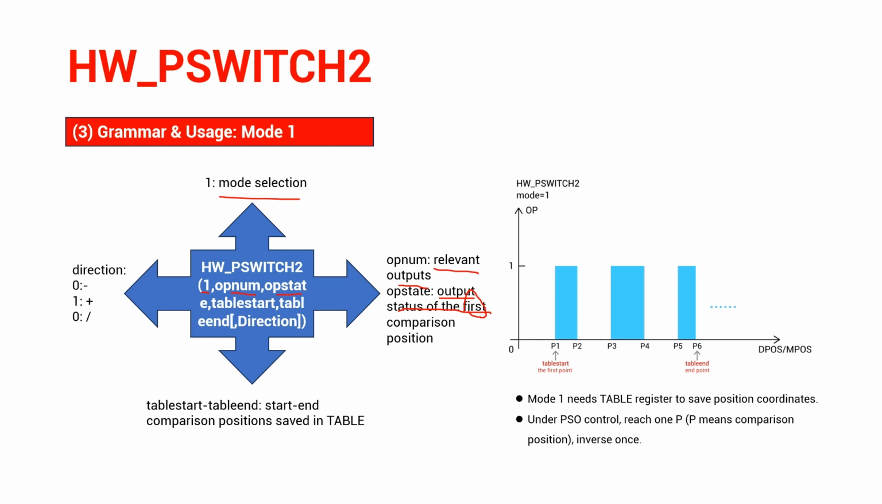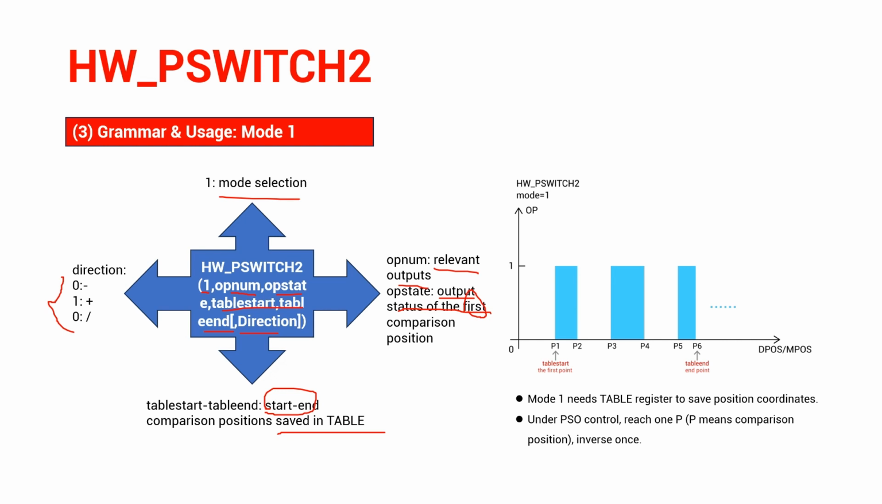But when comparison point 1, it needs to output, so on or 1 should be set. Table start and table end means table range to be called. Because in this mode, we need to write all comparison points into table in advance. The last one, direction of comparison. It must be filled correctly. Please see right. It describes this mode clearly. See, we can set lots of table points, but it cannot exceed the max table size.